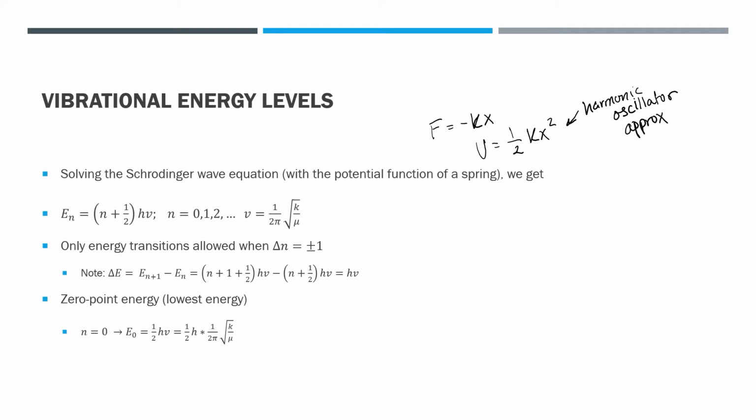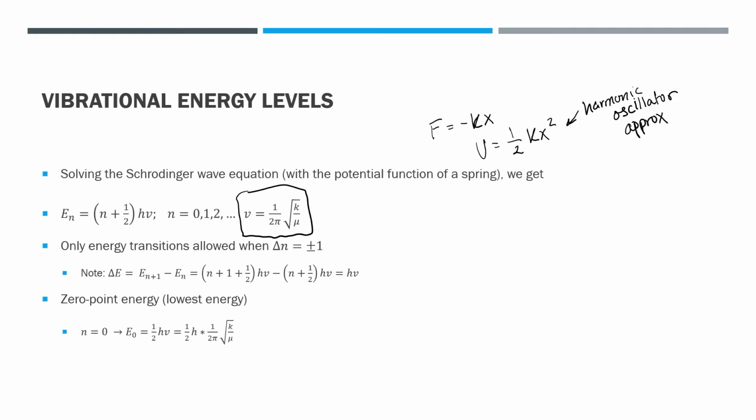If we solve the Schrodinger equation with this potential function, we get E sub n, with n being our quantum number, equals n plus half times h times our frequency. Where our frequency, remember as we solved in the last slide, is equal to 1 over 2 pi root k over mu. So we can see that our energy levels are proportional to this frequency.